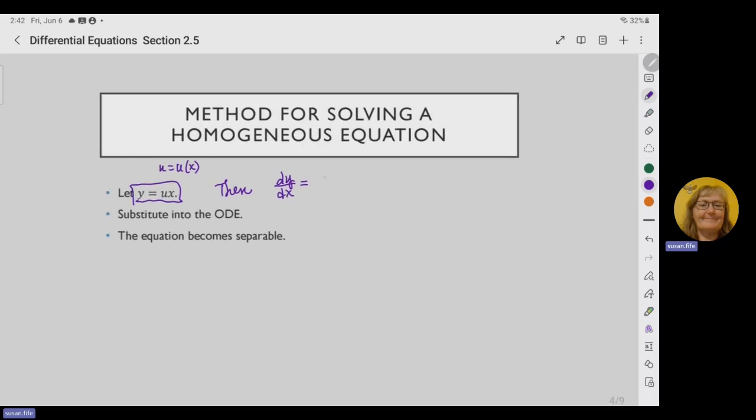The derivative of u is u prime. I get u prime x plus the derivative of x, which is 1. And so I get dy over dx is u prime x plus u. And that's what I would substitute in. When I substitute, the equation is going to become separable, and then I would solve it as a separable ODE.